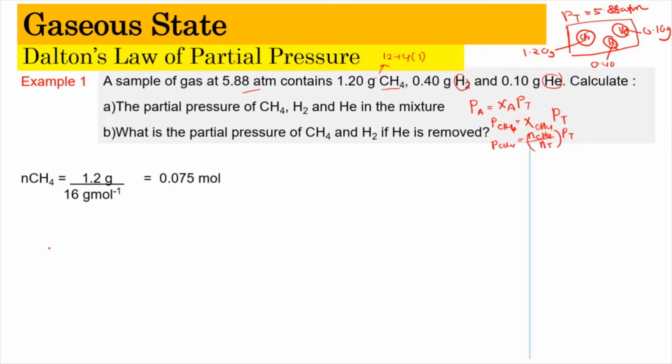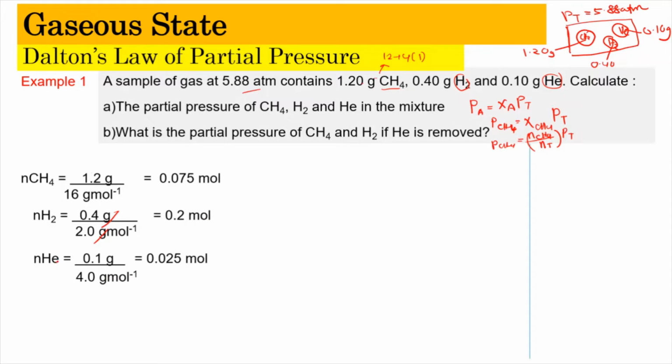So 1.2 divided by 16 is going to be 0.075 mole. And then we're going to find the number of mole of the hydrogen, which is mass divided by the molar mass, which is 0.4 divided by 2 gram per mole. So gram and gram are going to be cancelled out, and then we're going to get the mole of the hydrogen to be 0.2 mole. And then we're going to find the number of mole of the helium, where the mass of the helium is 0.1, and the molar mass is going to be 4.0 gram per mole. So similarly, once we do the maths, we're going to get 0.025 mole.